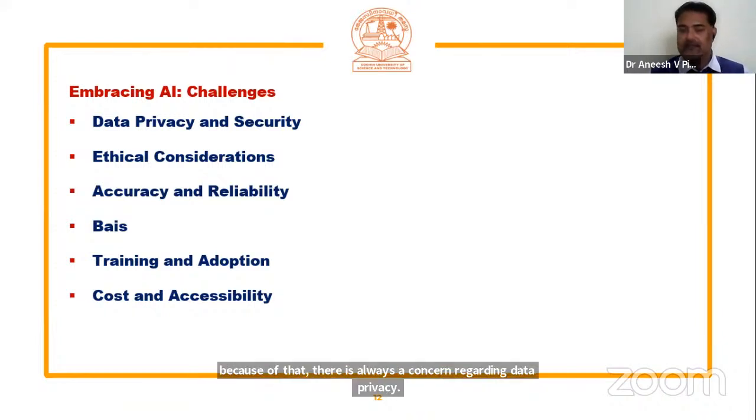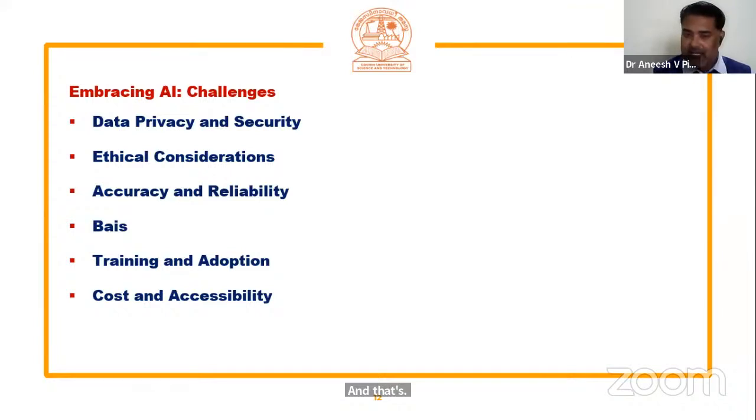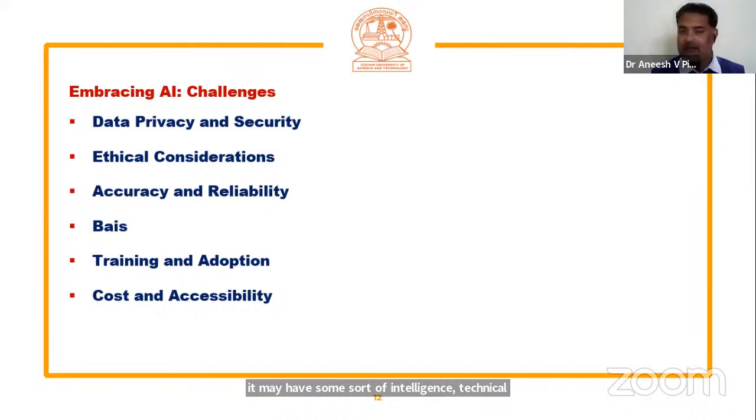Then ethical consideration, that is another thing. We are supposed to take decisions. We are supposed to take action. But instead of that, we are asking a machine to take the decision. And this machine lacks sympathy, empathy, emotions, etc. It may have some sort of technical intelligence, but it cannot have emotions. It doesn't have sympathy or empathy. So because of that, if we are replacing the human brain with AI technology, that will create some ethical concerns.